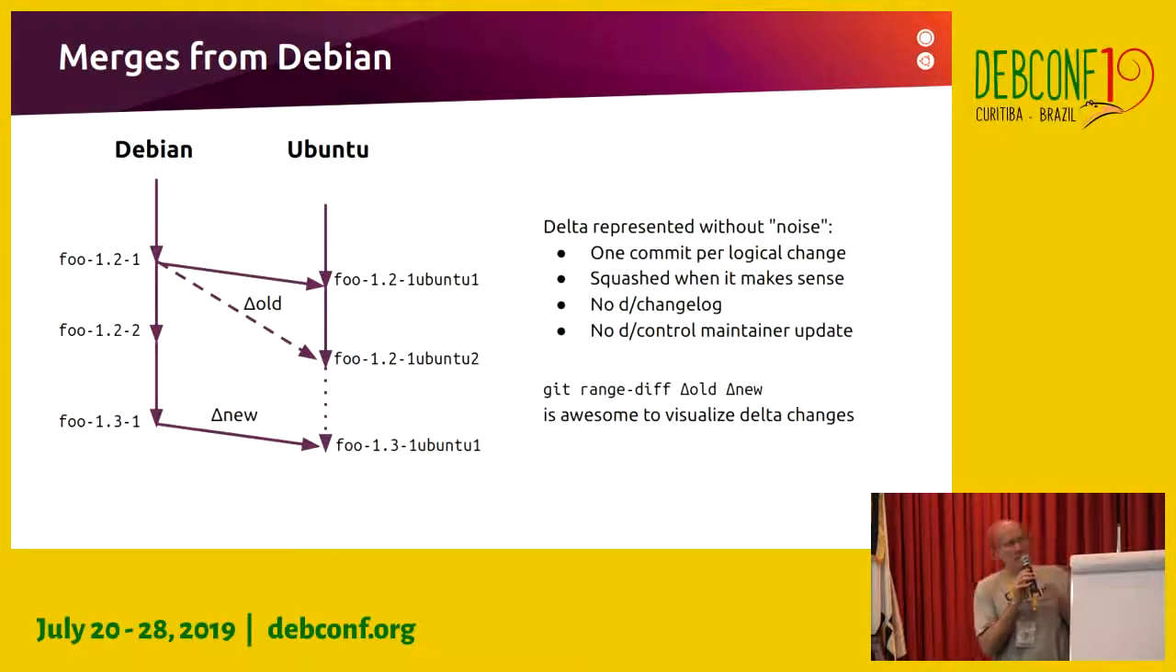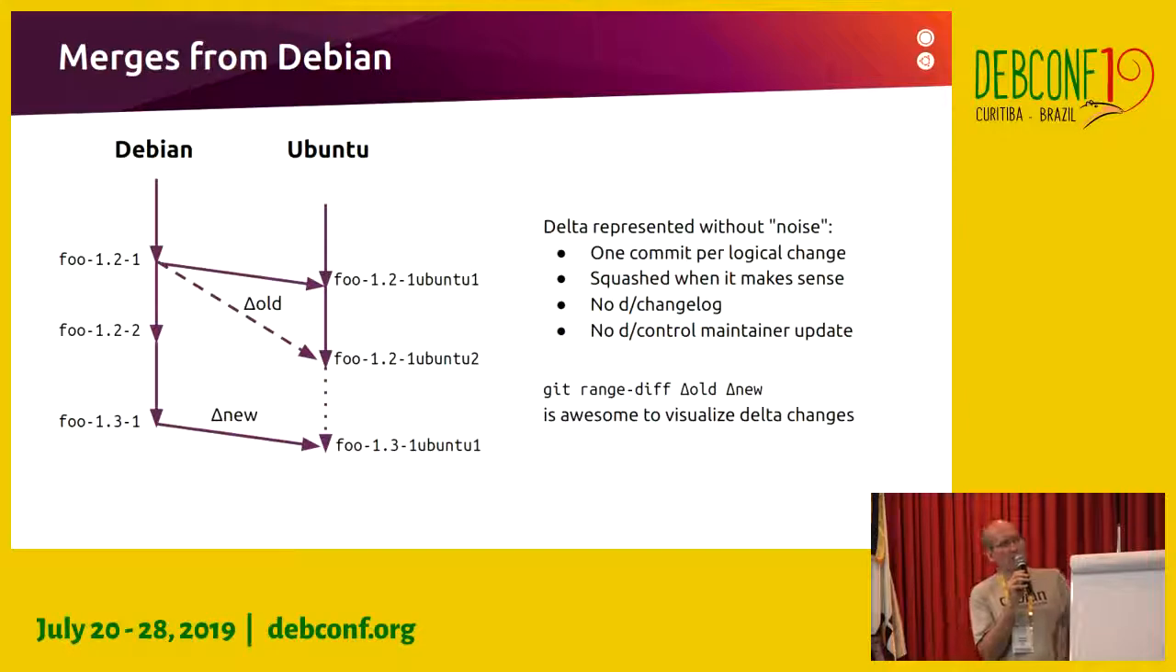This is the meat of the thing. This is what drove the people at Canonical to create this structure: managing the merges from Debian. So we have here a sample package from Debian, of which Ubuntu decided to grab and apply some patches.